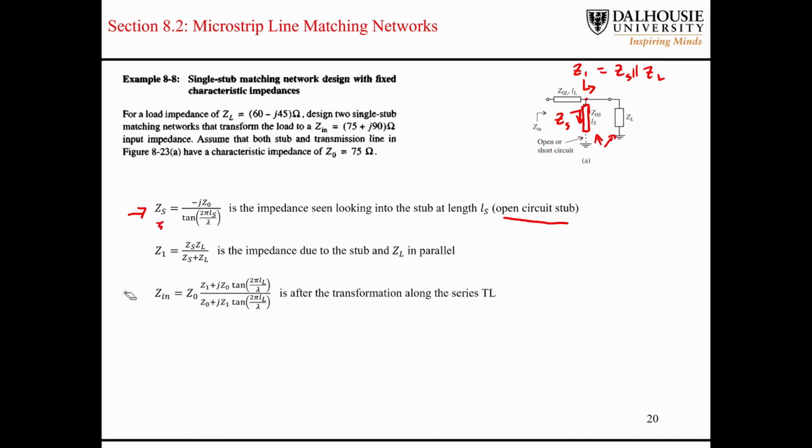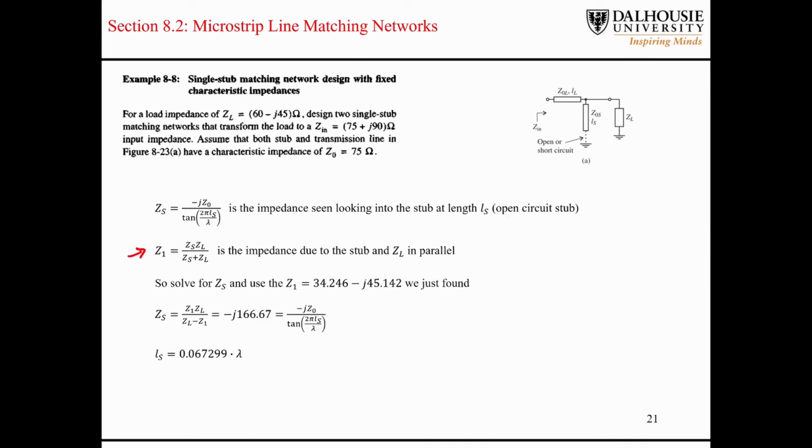So that's where that comes from. We talked about that, I think, in lecture 1 or 2. And then, like I said, Z1 is going to be the parallel combination of the load and the stub. So if we take this equation for Z1 and we solve for ZS, we end up with this expression here. And since we know Z1 and we know what the load is, then we can figure out that the impedance seen looking into the stub is going to have to be minus J166.